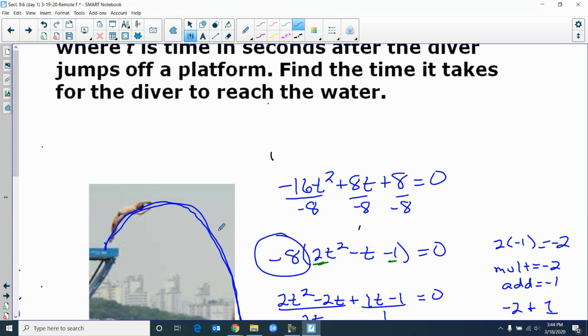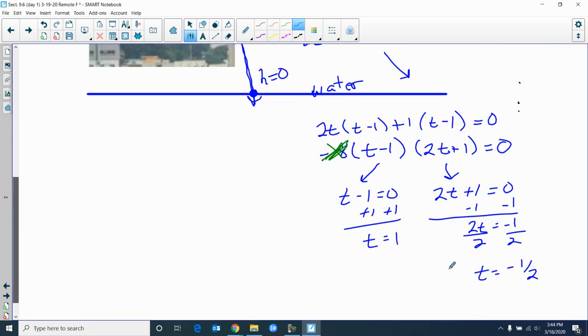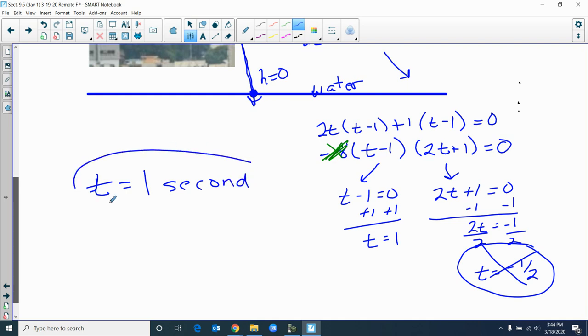The question says, find the time it takes for the diver to reach the water. That's when the height is 0. We get two answers, negative 1/2 and 1. It can't be a negative second. You can't go backwards in time. That doesn't count. So the time it takes to reach the water would be 1 second. That would be our final answer.